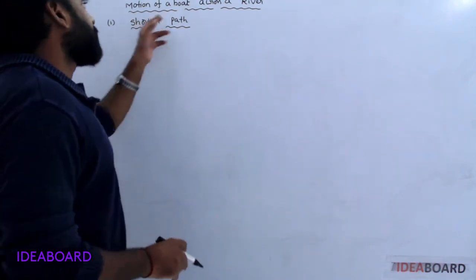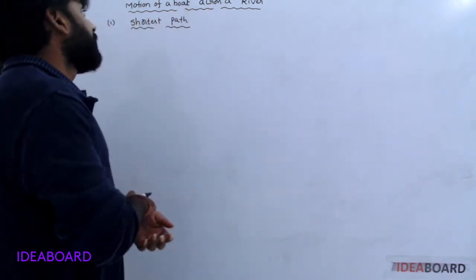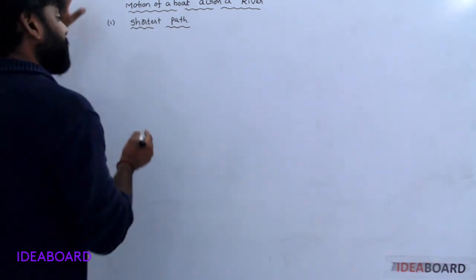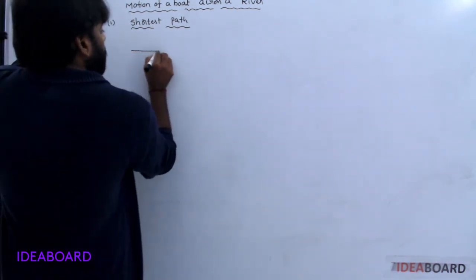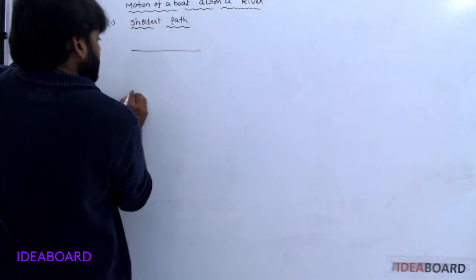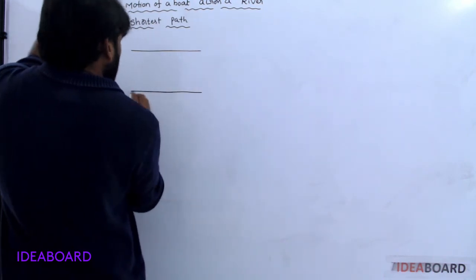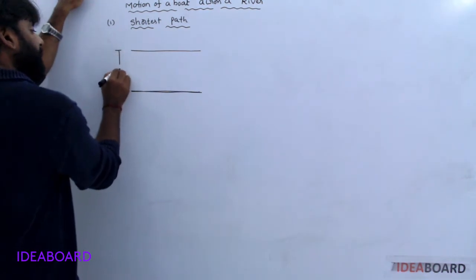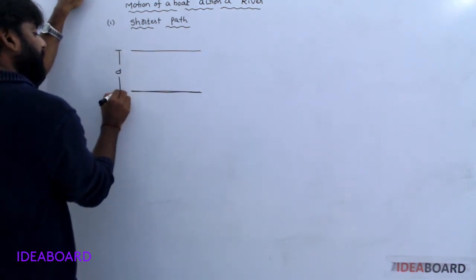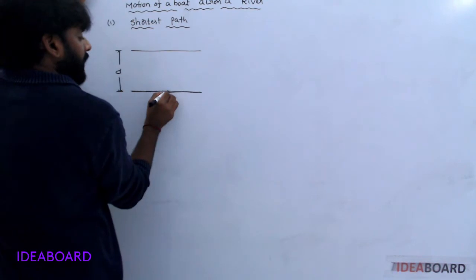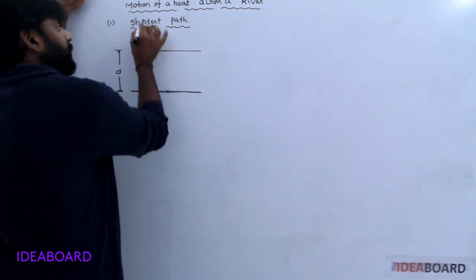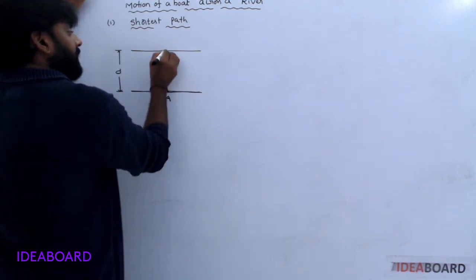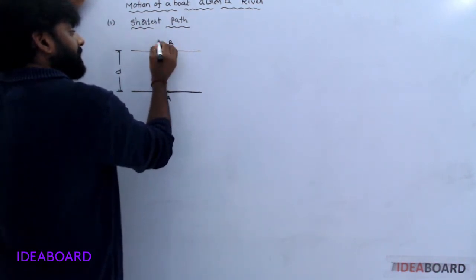Okay, next, motion of a boat across a river. In this one, the first case is the shortest path. So it is a river. Okay, the width of the river is d. Now here, first one, shortest path means this point is A, and exactly opposite point is B.